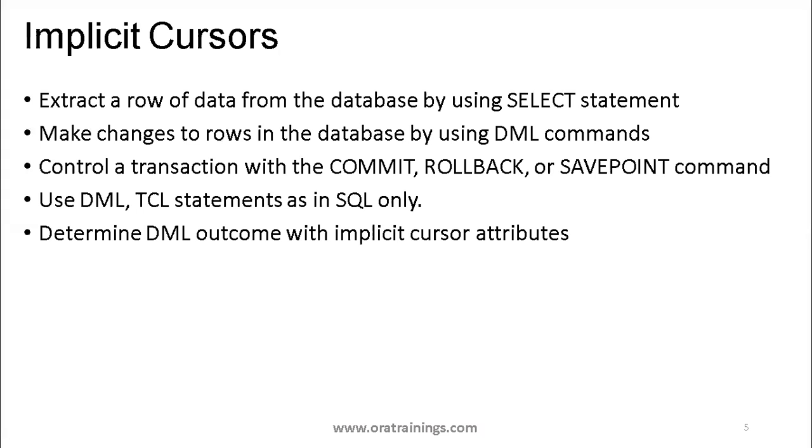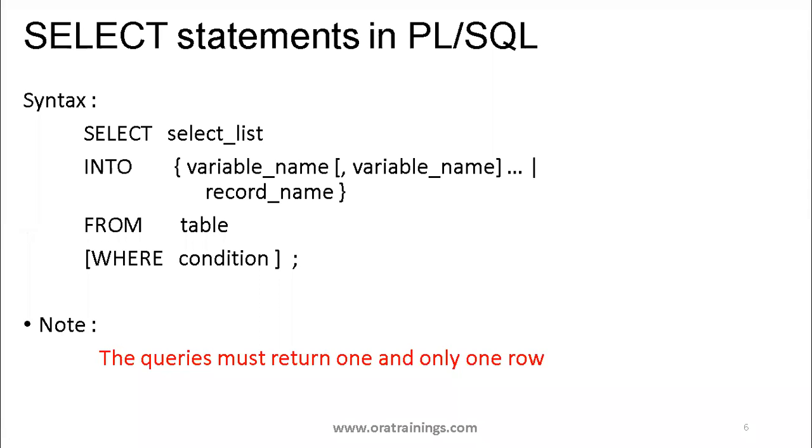So successful doesn't mean that execution could be successful, but if you want to know how many records it actually deleted, you can use the implicit cursor attributes; we can find out that information. Okay. Next slide. So let us see the example of an implicit cursor in PL/SQL.